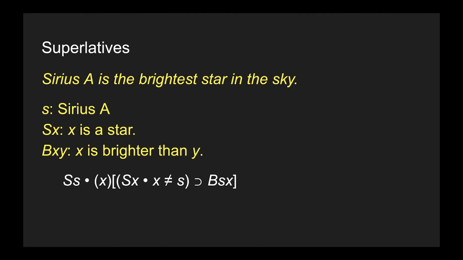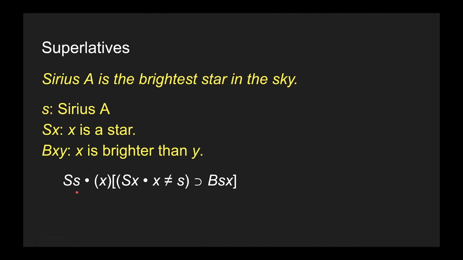So let's let the lowercase constant s stand for Sirius A. Let's let the one-place predicate Sx stand for x is a star. Let's let the two-place predicate Bxy stand for x is brighter than y. So let's look at this string of logic notation down below and see how it matches up with the semantics, or the meaning, of that given statement.